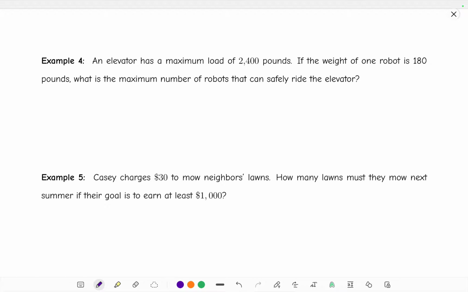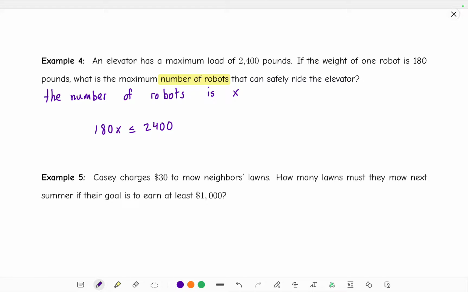So, what we're looking for in this problem is number of robots. So we're going to let the number of robots is X. Well, then we have 180X, because that'll give us the total weight of the robots. That has to be less than or equal to 2,400 pounds, since that's the maximum load capacity. So we can be less than it, we can be equal to it, we just can't be greater than it.